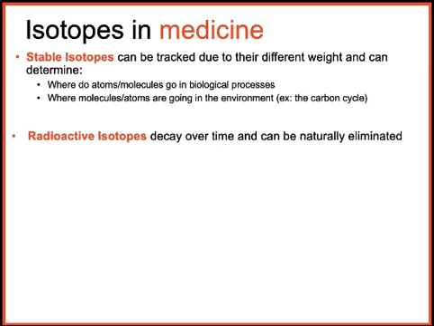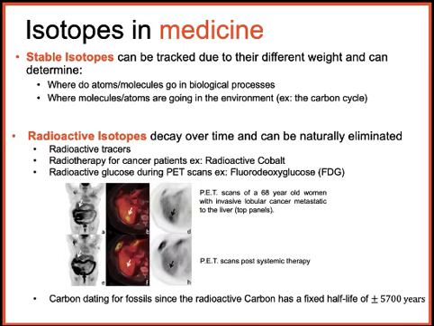Now, radioactive isotopes are the ones that decay over time and can be naturally eliminated. So we use radioactive tracers, and radiotherapy for cancer patients. This is using radioactive cobalt, actually. And radioactive glucose during PET scans. It's actually called fluorodeoxyglucose, FDG.